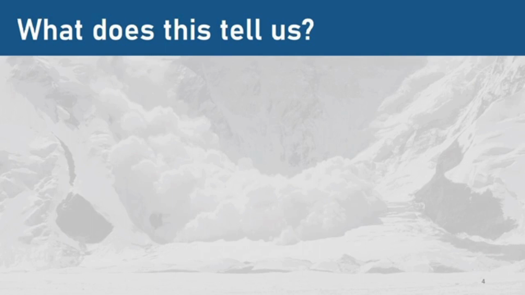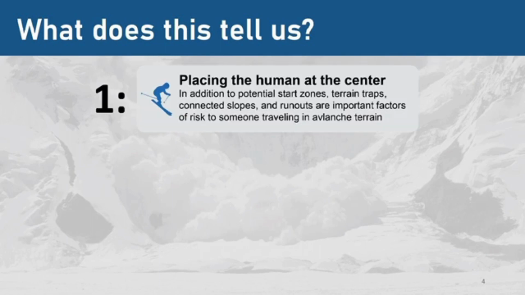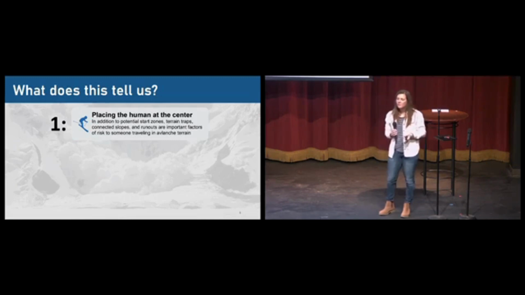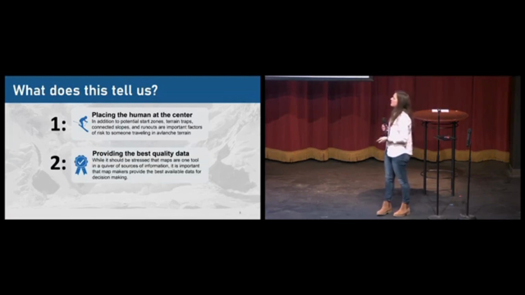So what does this tell us? Well, the first thing is placing humans at the center of these maps. So in addition to potential start zones, runouts, terrain traps, and connected slopes are all really important factors to someone at risk in avalanche terrain. Number 2, providing the best quality data.